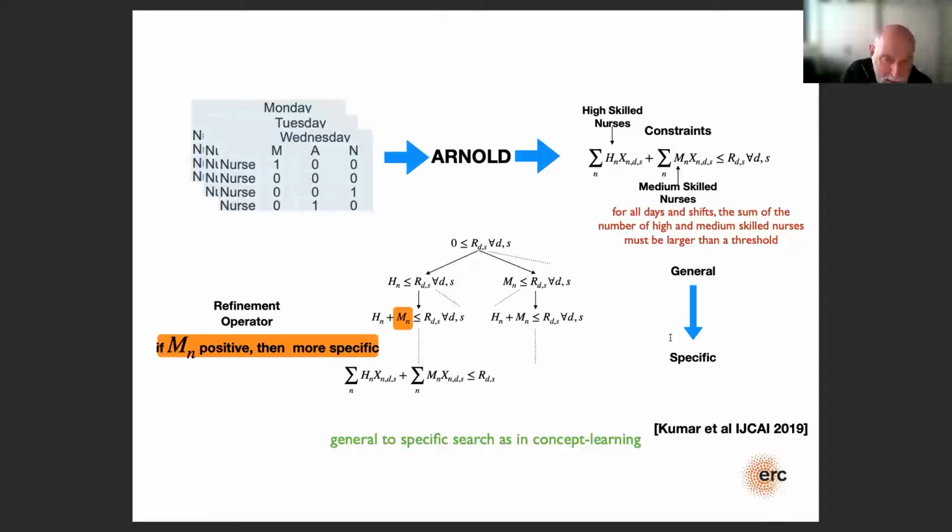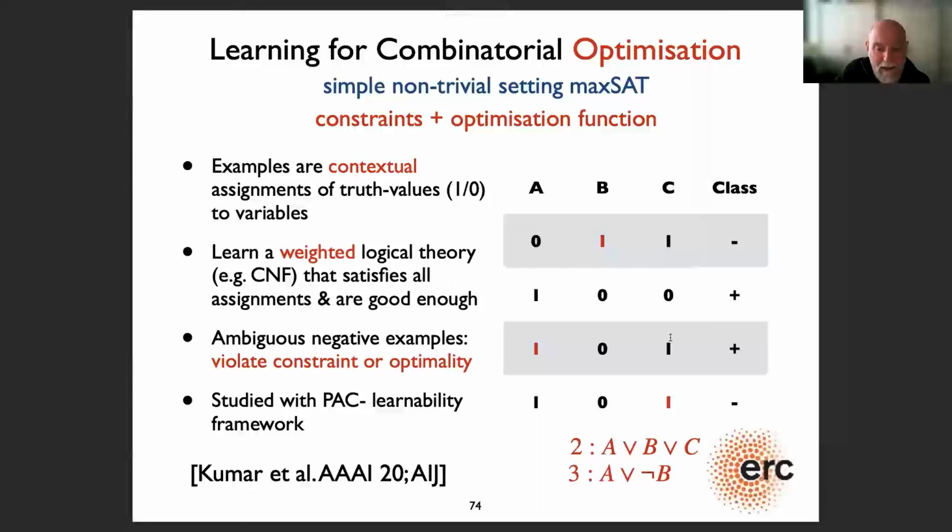So what you see in the left branch of that search tree is that you add a matrix variable, and if that's an all positive one, then you also know that there are going to be fewer data points that satisfy that constraint, and so you can actually do this general to specific search from concept learning. You can actually apply that in this case.